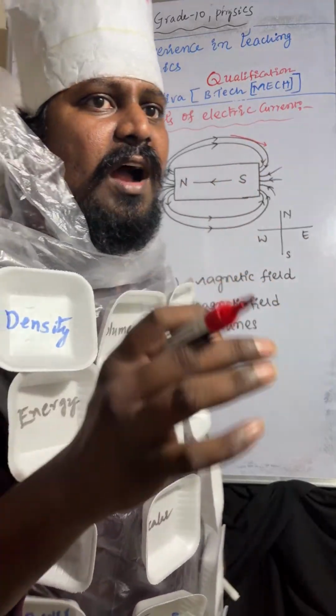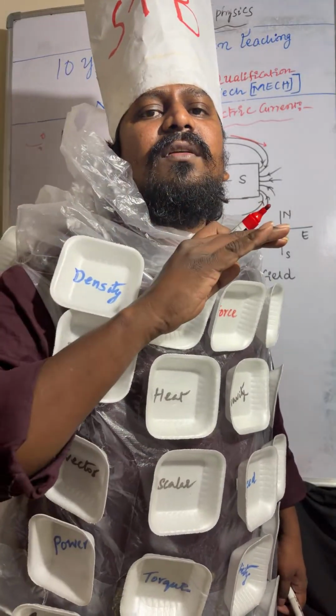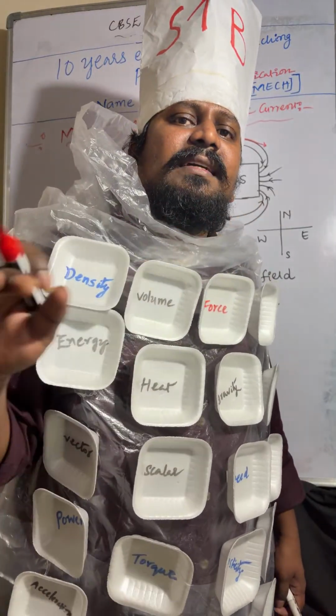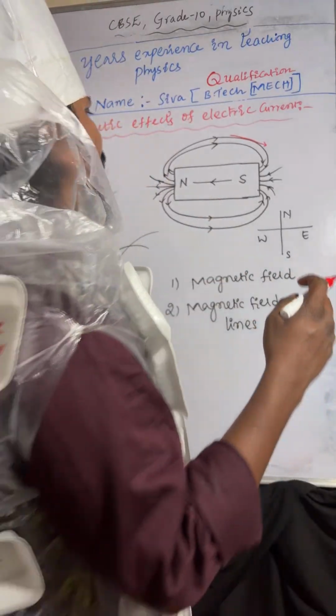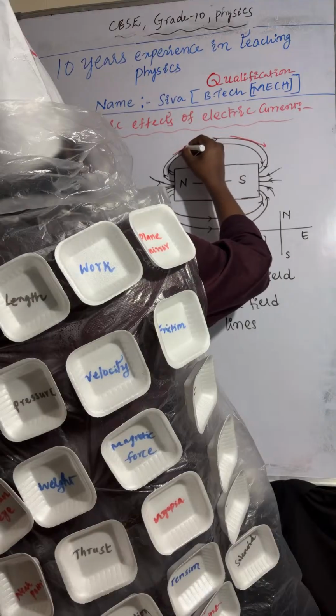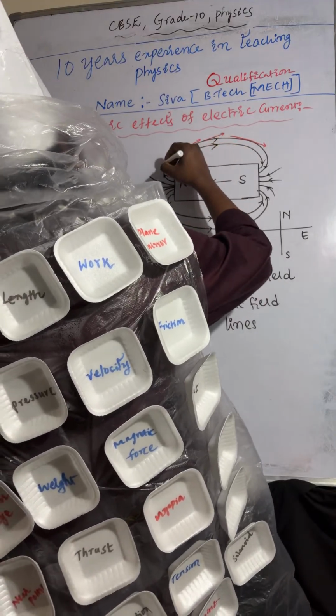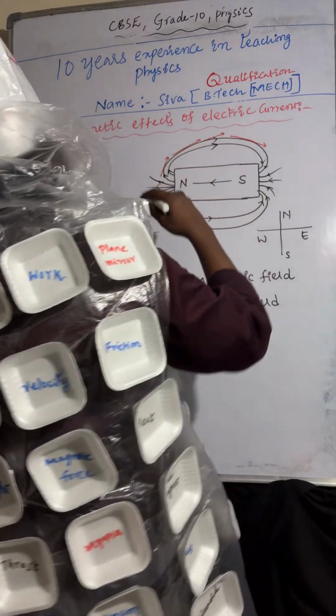So simply you have to draw the tangent. If you draw the tangent, that's enough, along the direction at that particular point. Overall we know north to south, but at this particular point, what is the direction of the magnetic field?